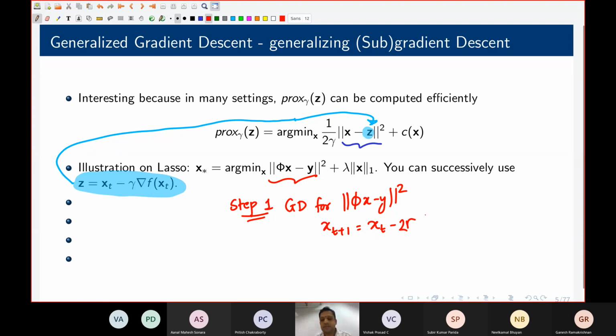So minus 2 gamma phi transpose phi xt minus phi transpose phi. Phi is a vector of all the predictions. Is this correct? So this is an exact expression. You set it this way, and then what will you do?